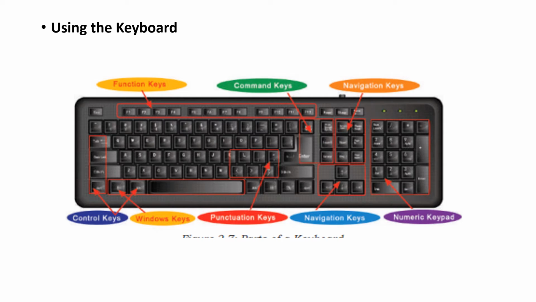Next are navigation keys such as arrow keys, Home and End, Page Up, Page Down. These are used to move up, down, right and left in the document. The Home and End keys move the cursor to the left and right end of the line of text respectively. It depends on the different programs. The Page Up and Page Down keys are used to move one page up and one page down respectively.